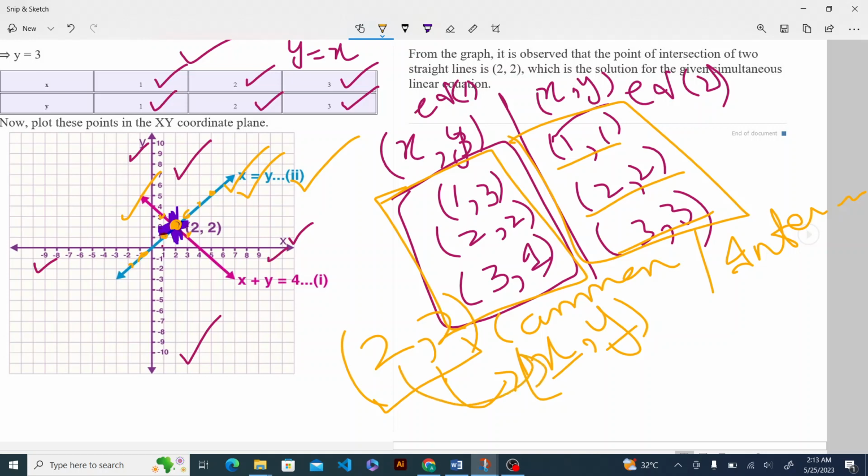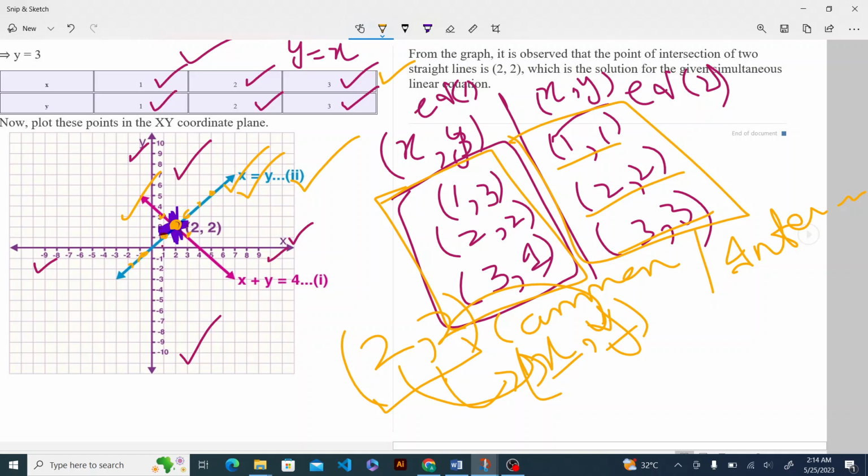2 will be the value of x and 2 will be the value of y. This is the solution. So what is written here is the same thing which I'm telling you. From the graph, it is observed that the point of intersection of two straight lines is 2, 2. This is the common point. This is the point of intersection, which is the solution for the given simultaneous linear equations. So we have got the common solution for our simultaneous linear equations by the graphical method, by plotting the points which we have got from putting the values of x in the first and second equation, and then getting the values of y respective to the values of x.